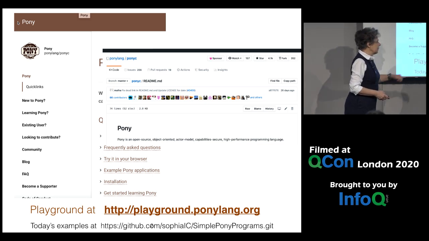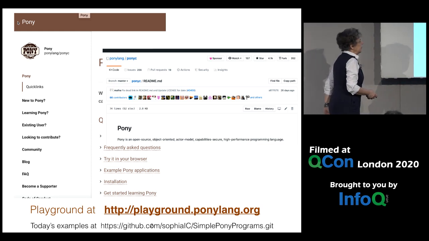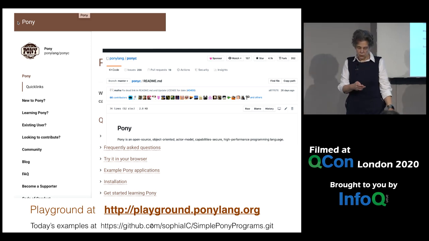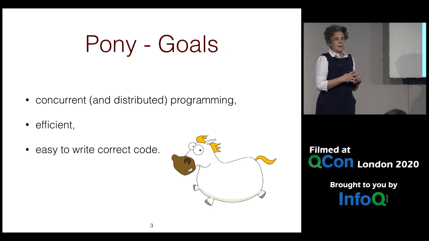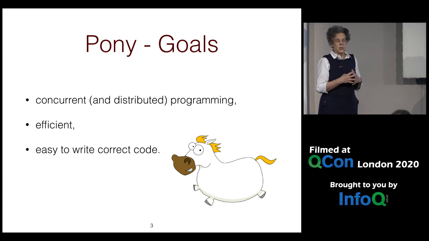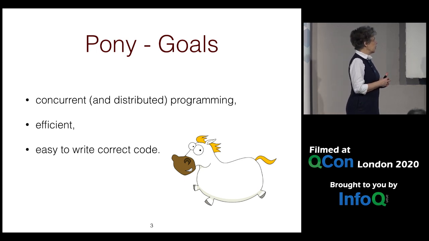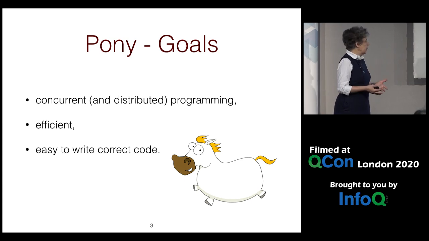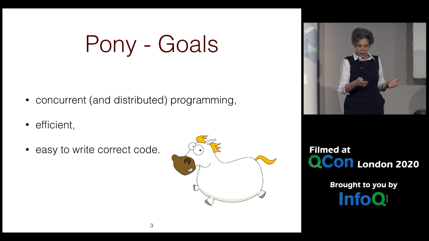You can also find the examples that I'm going to use at this location. And there is a playground for you to try things out. But what I want to discuss today is the main ideas that drove the language. So the goals for this programming language were that it should be concurrent and also support distributed programming. It should have a very efficient implementation, and it should be easy to write correct programs.